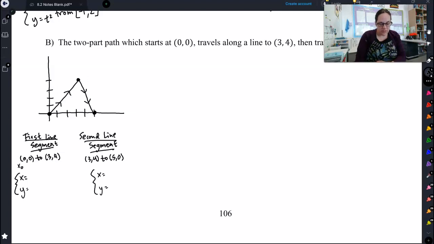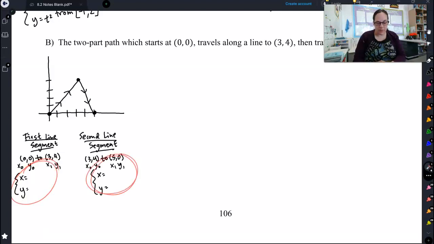So in this one, this is x0, y0, x1, y1. In this one, this is x0, y0. This is x1, y1. So just make 2 completely separate parametric equations for our line segments following the rules we learned in the last video. So what I'd like you to do is pause the video, try to follow those rules to write out what these would be, and then come back to check them.